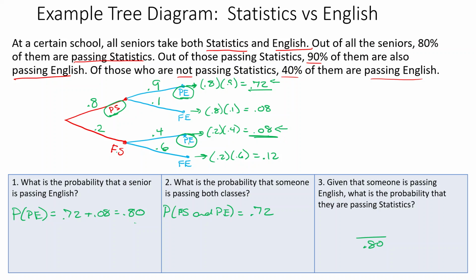So now, out of only these two numbers, which ones are also passing statistics? Well, not this one, because that's the failing branch. So it must be the top one here. Yep, that's the passing branch. So those ones are passing. So it'd be 0.72 out of 0.80, or 72 out of 80, or we can change that to a decimal if we want. We can actually divide, but that's fine right there for ours. We'll do more examples, don't worry.